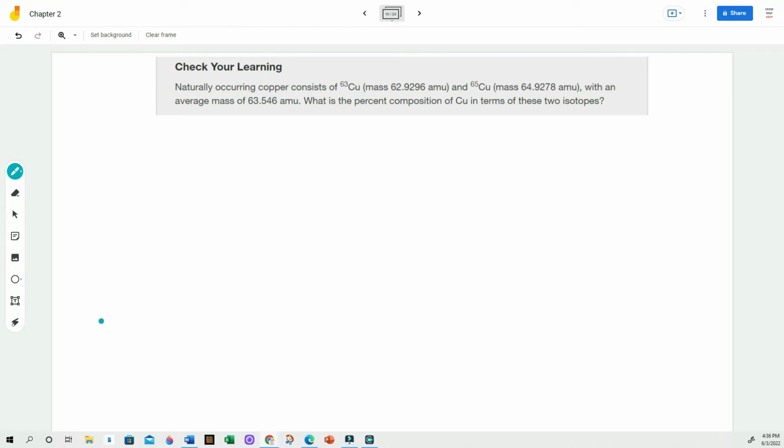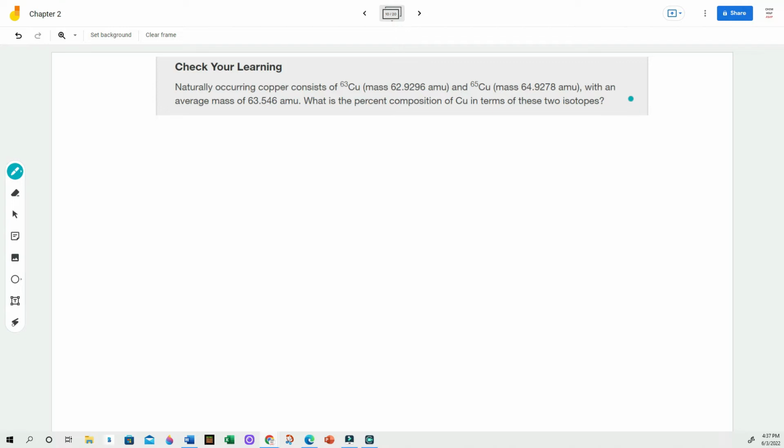Now for the check your learning. Naturally occurring copper consists of copper 63 with a mass of 62.9296 AMU and copper 65 with a mass of 64.9278 AMU, with an average mass of 63.546 AMU. What is the percent composition of copper in terms of these two isotopes? So we are going to tackle this exactly the same way.